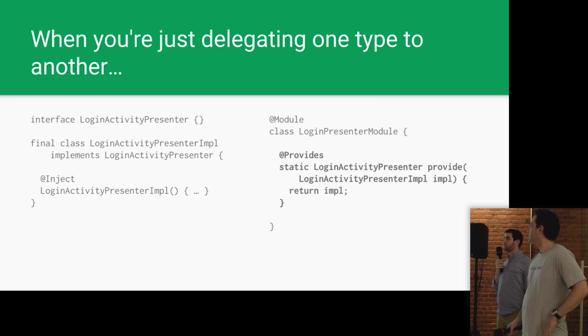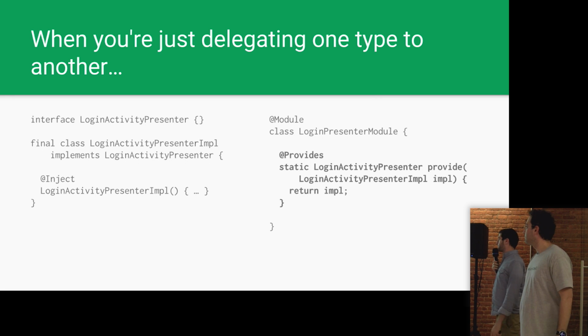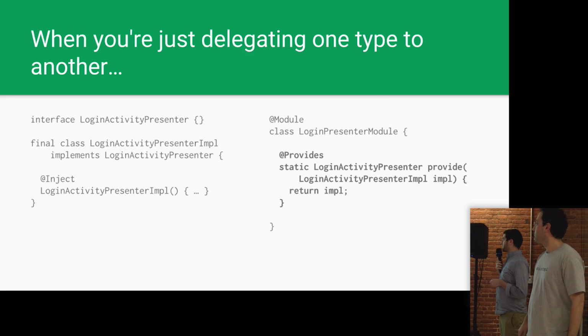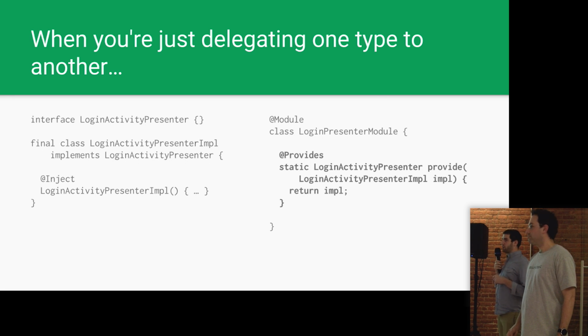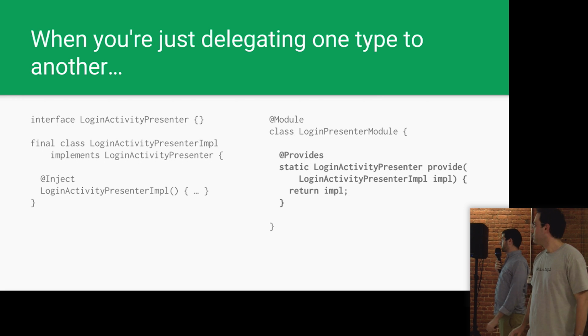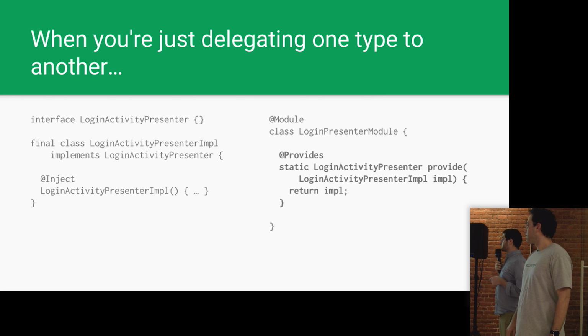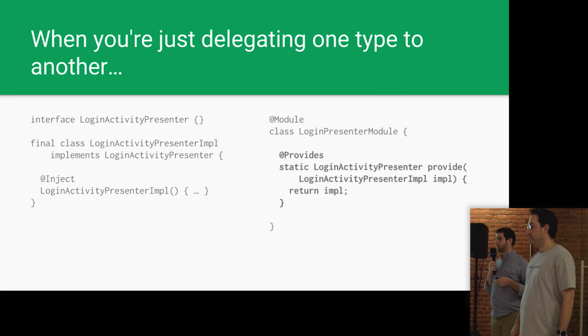So this is how you currently do it in Dagger 1, probably in 2 also, and in Dagger 2 if you're not using one of our newer features. You have your module, you have your provides method. You're going to return straight up login activity presenter, the interface, and in order to supply that, you request the concrete implementation, and you return that immediately. This is, by definition, boilerplate. It's what everyone's doing. It's simple, but we can do a little bit better.